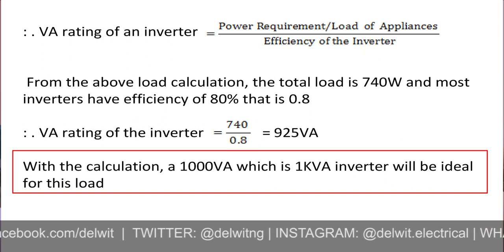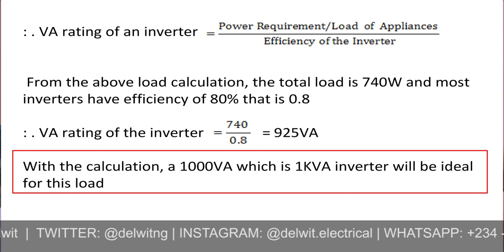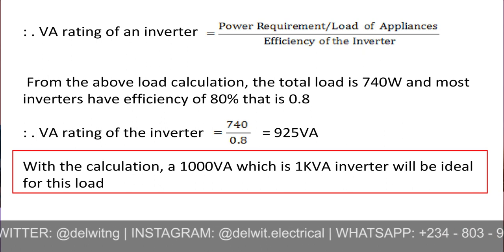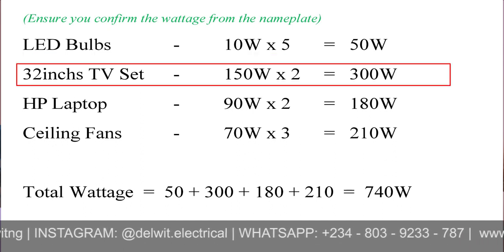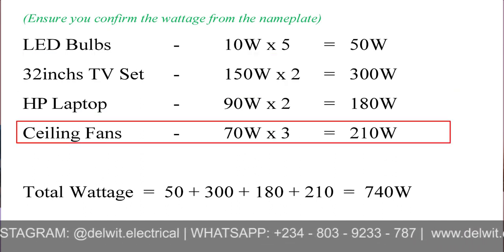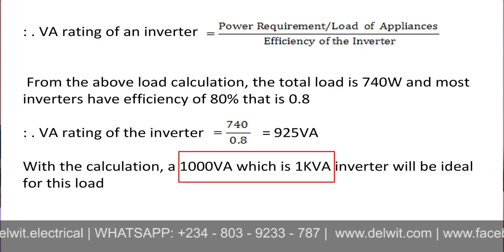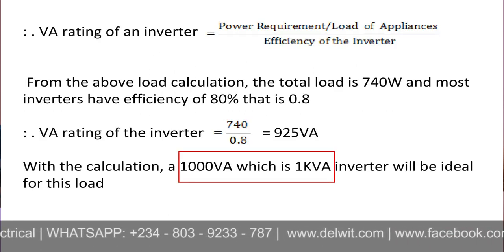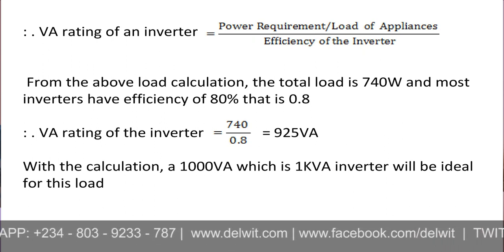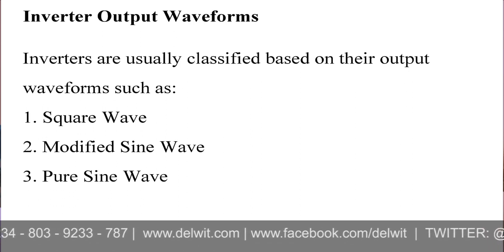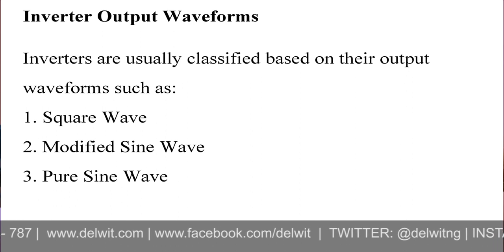So with the calculation, you can see that it's a 1000 VA inverter that can carry this load of the building. When you have a load of 5 10-watt LED bulbs, two 32-inch television sets, 2 laptops, and 3 ceiling fans, an approximate 1 kVA inverter, which is 1000 VA, will be able to power this load. The third point we're going to be talking about is the output waveform.